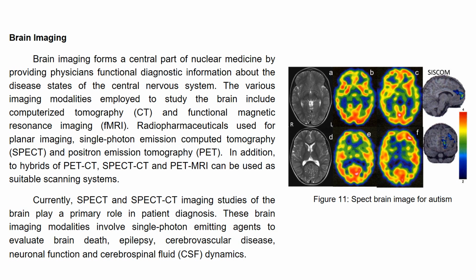In addition, two hybrids, PET-CT, SPECT-CT, and PET-MRI can be used as suitable scanning systems. Currently, SPECT and SPECT-CT imaging studies of the brain play a primary role in patient diagnosis. These brain imaging modalities involve single photon emitting agents to evaluate brain death, epilepsy, cerebrovascular disease, neuronal function, and cerebrospinal fluid dynamics.